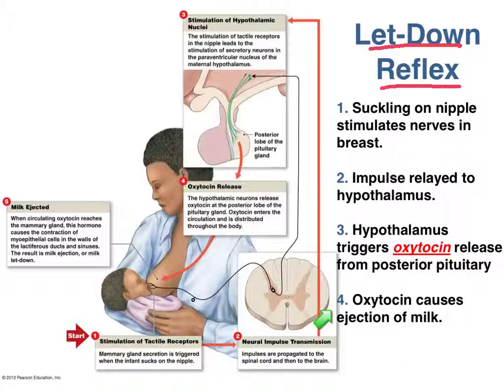Oxytocin is also thought to play a role in bonding between mother and child. Oxytocin is sometimes referred to as the trust hormone. People who are given a dose of oxytocin are more likely to display trust even in strangers. This psychological role is thought to strengthen the mother-infant relationship.